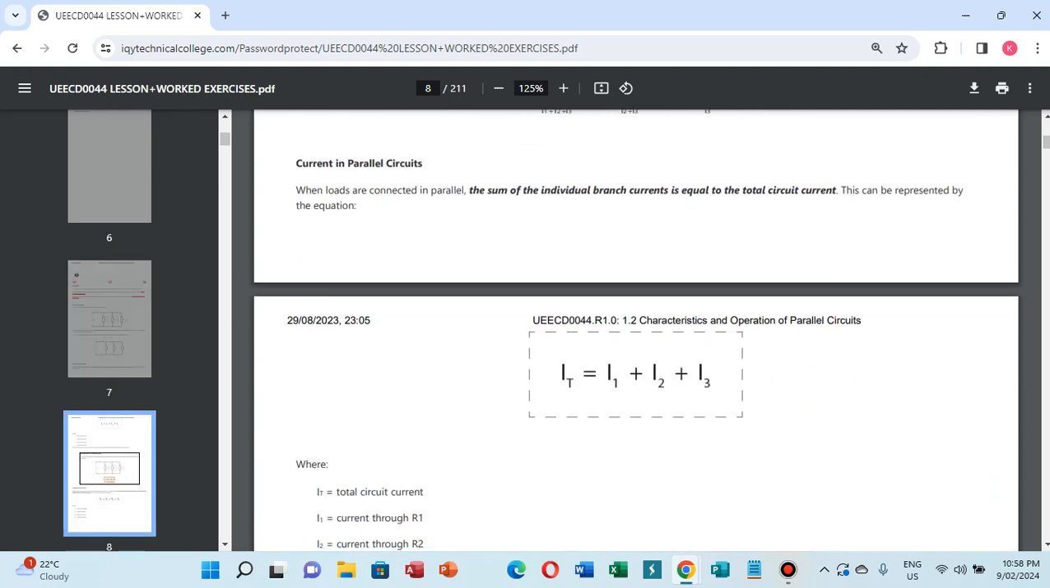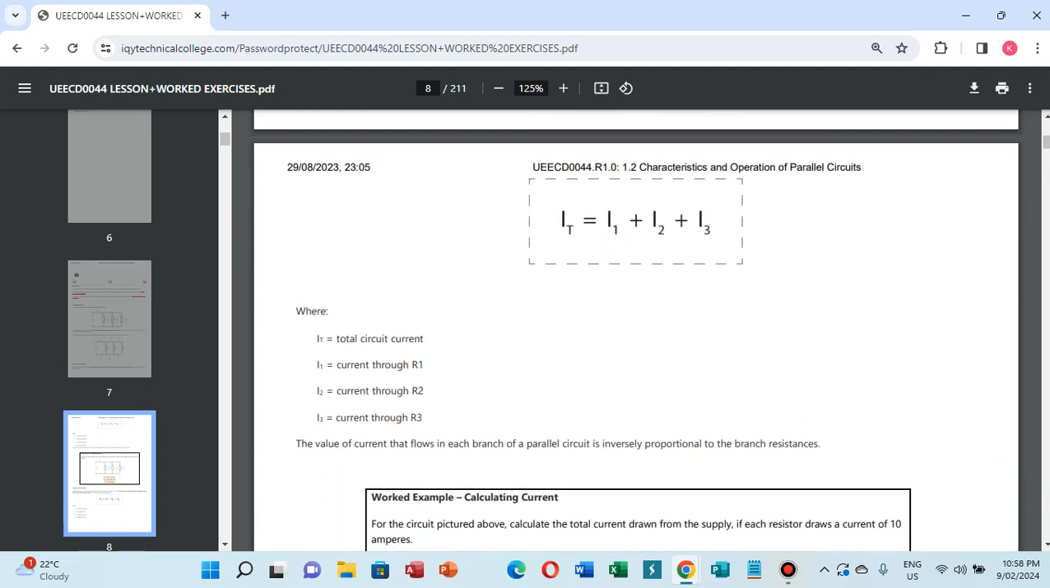So if all are connected in parallel, the total current is equal to I1 plus I2 plus I3. In this case, I total is the total circuit current. I1 is the current through R1. I2 is the current through R2 and I3 is the current through R3.